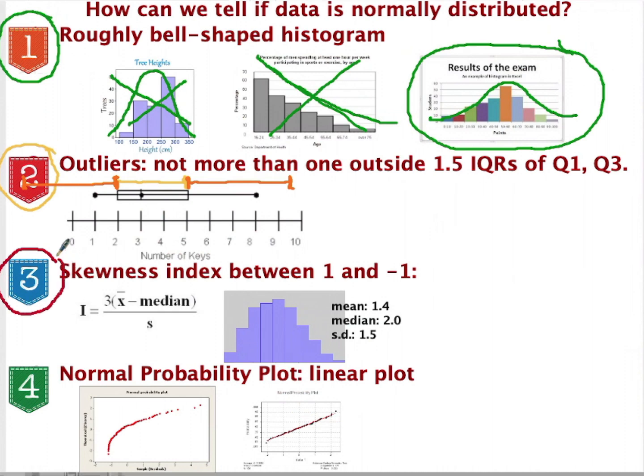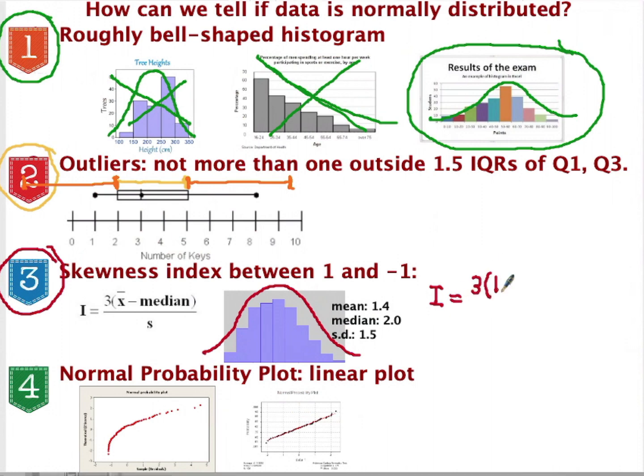Criterion number 3, the skewness index, sort of a more scientific way to see if you have a bell-shaped histogram. And this one is looking bell-shaped, isn't it? I'm seeing the mean is 1.4, the median is 2, and the standard deviation is 1.5. Well, this formula calculates capital I, and they call that the skewness index. Is there too much of a skew on this?